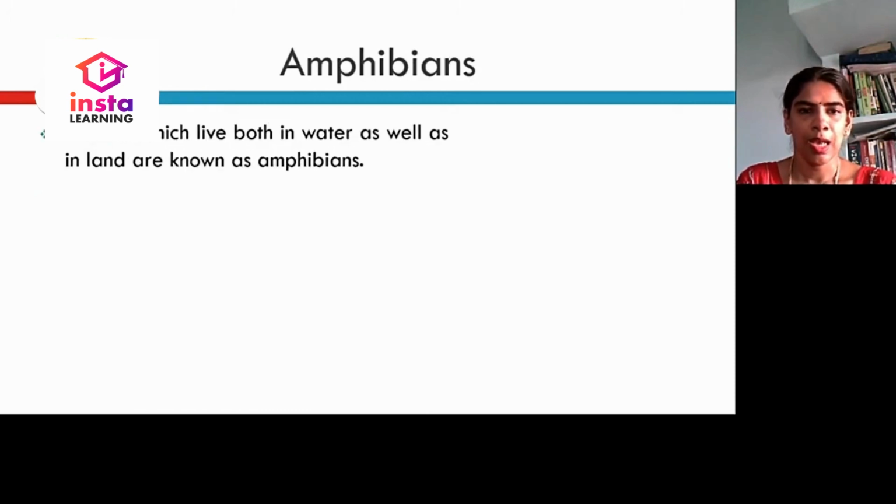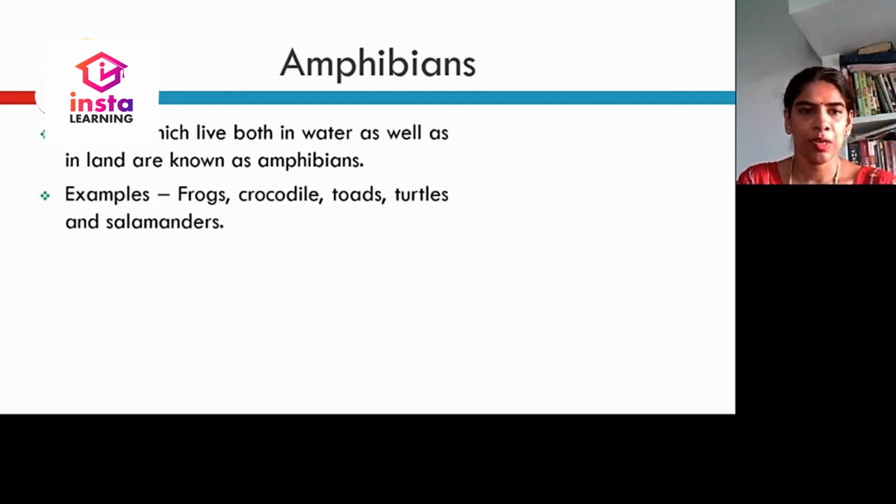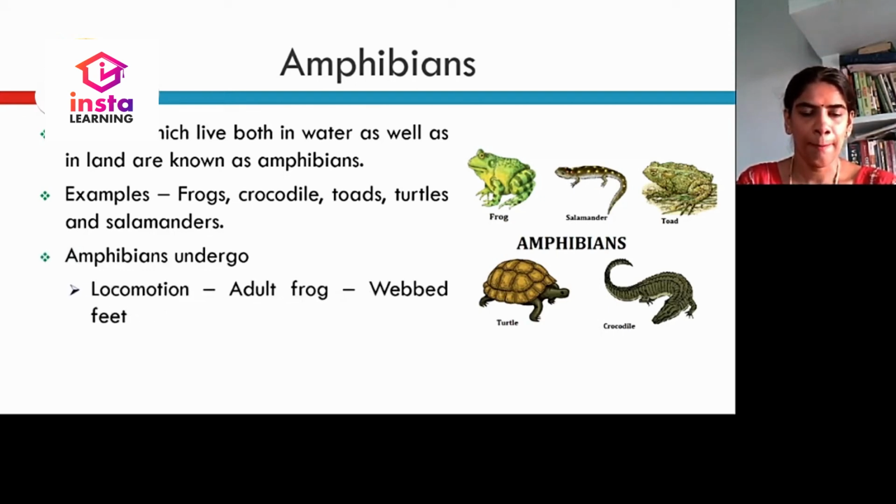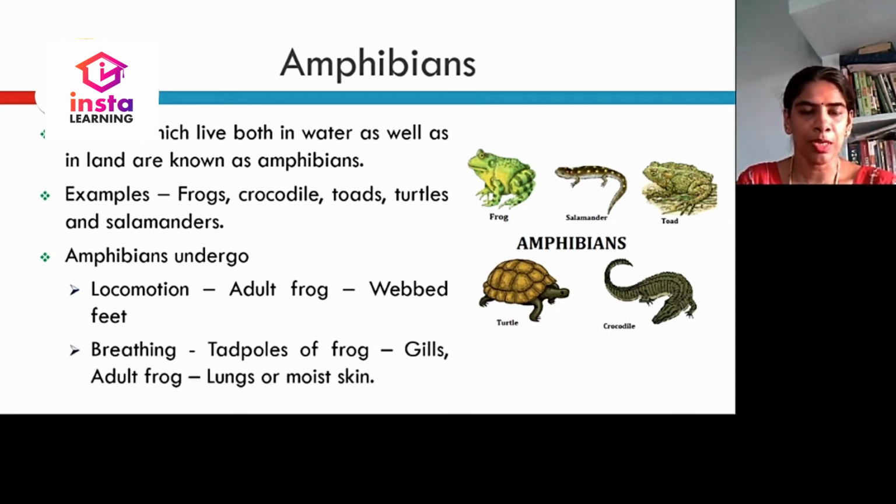Amphibians. Animals which live both in water as well as on land are known as amphibians. It includes frogs, crocodiles, toads, turtles and salamanders. Amphibians also undergo locomotion. In an adult frog, the locomotion takes place with the help of webbed feet. Breathing in amphibians also takes place with the help of gills, lungs, or moist skin. Tadpoles of frog breathe through gills. Adult frogs breathe through lungs or moist skin.